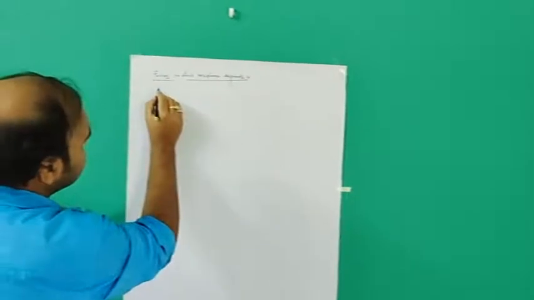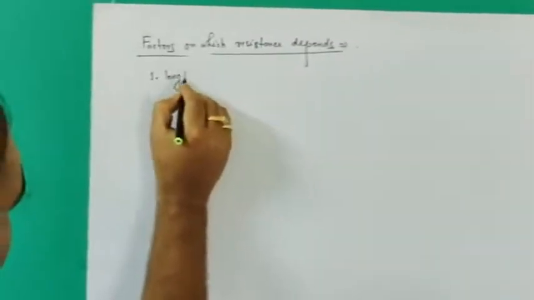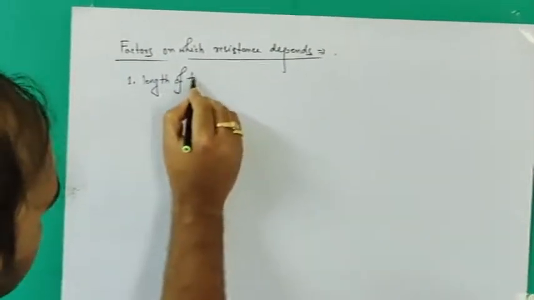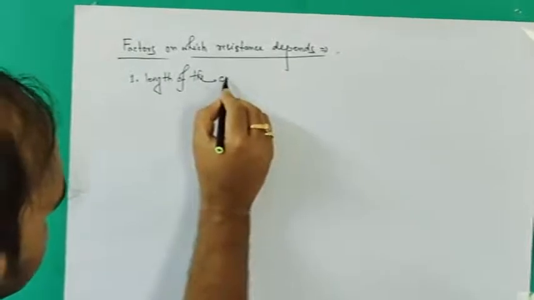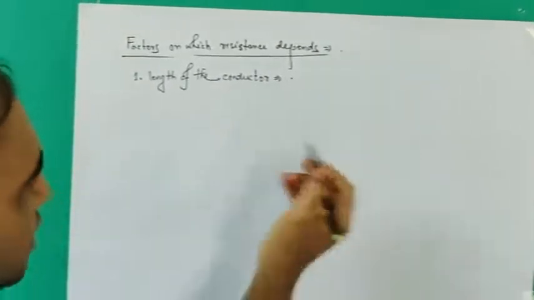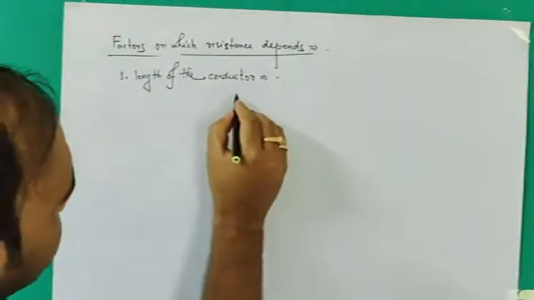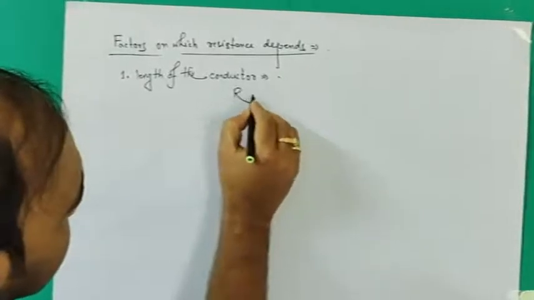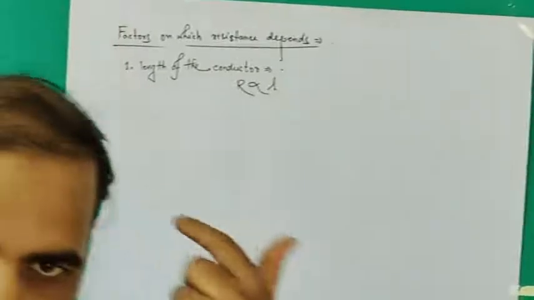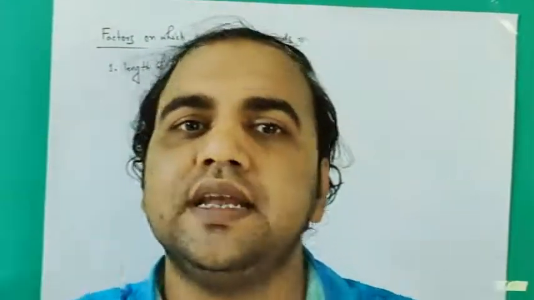Number 1, length of the conductor, or it may be a resistor also. The first thing, length of the conductor, means resistance R is directly proportional to L. Means if we increase the length, then the resistance of the conductor will also increase.